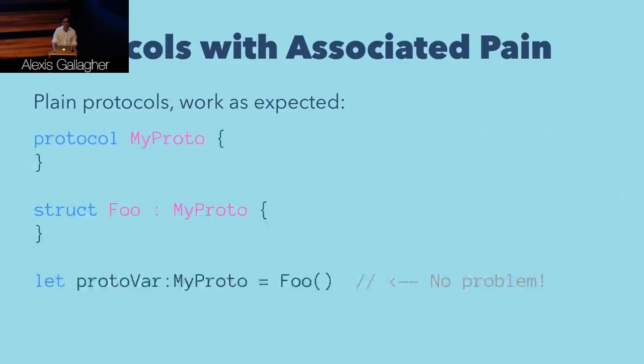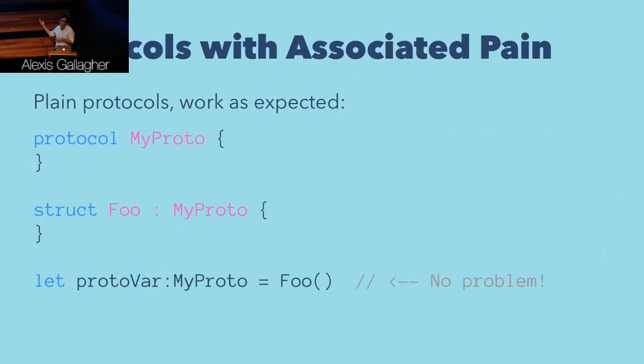And that's confusing because normal protocols work something like this. This is kind of what we were all taught in OOP school, right? You've got your protocol, and then you have your type. Here it's a struct, but it could be a class, whatever. And then you can define a variable, protoVar, which has the type of the protocol. And now when I'm creating an instance of my struct or my class, Foo, because it adopts that protocol, I can assign it into the protocol. That's great.